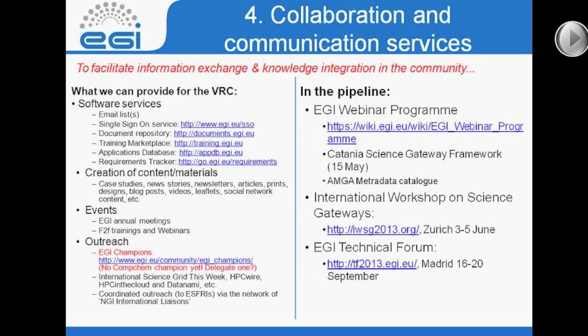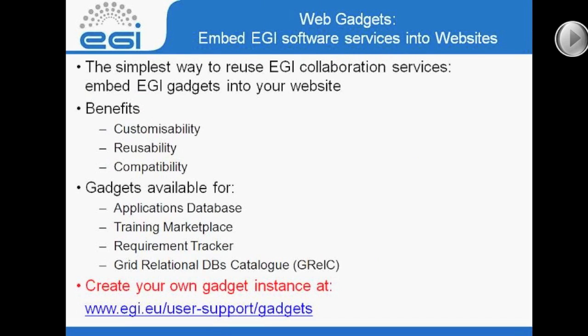At the moment, we have related activities in the pipeline. We have a webinar program with presentations around different technology topics. For example, yesterday there was a talk about the Catania Science Gateway Framework specifically. We are going to have one webinar presentation about the AMGA Metadata Catalog, and we are organizing different events, for example, in Zurich in June, a Science Gateway workshop, and in Madrid in September, the main event of the year for EGI, the Technical Forum.